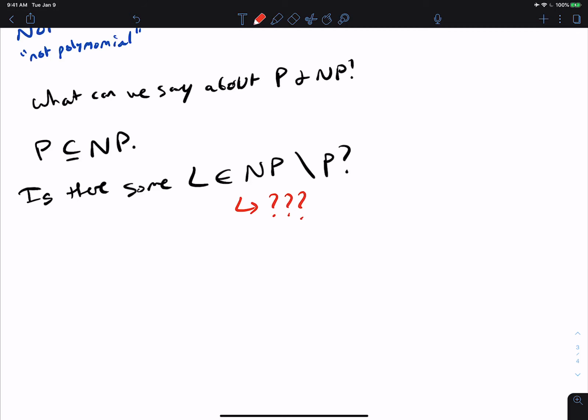Yeah, so it's been wide open since the 70s, and it's unlikely to be resolved soon, but most people believe that there is such a language L, and there's evidence, and we may talk about this at some point, of what such a language might be. But proving that it is impossible for any deterministic algorithm to work for a non-deterministic polynomial time algorithm, we just don't know the answer. So why are we even talking about NP?